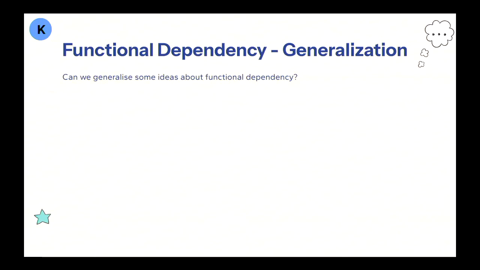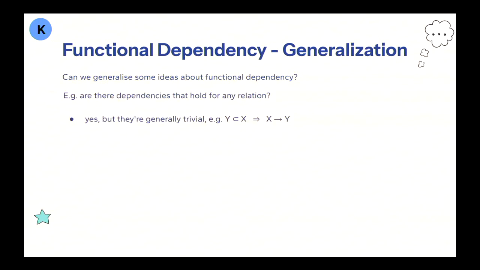So there are relationships here, but how can we describe them? How can we use them to systematically derive all the dependencies from a given relation? So this is what we should think about. Can we think about how we can generalize some ideas about functional dependency? So let's first think about the most general rules or patterns here. Are there dependencies that would hold for any relationship?